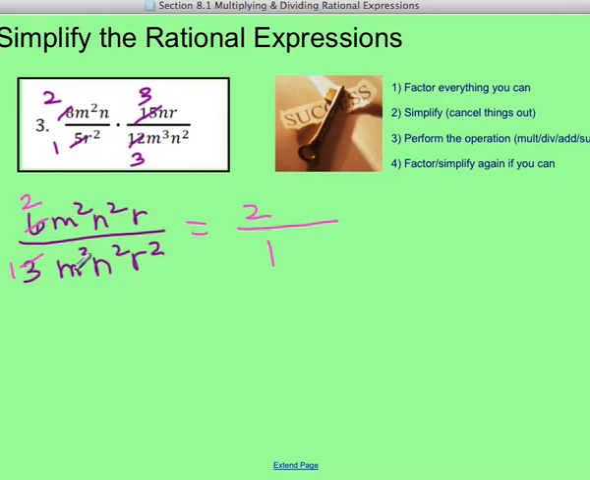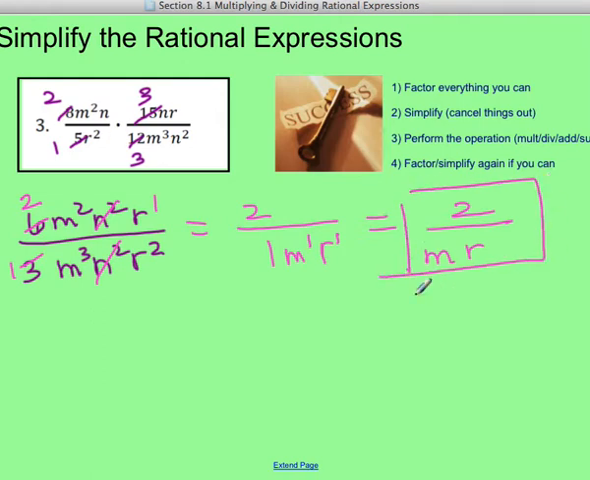M squared, m to the third. So I bring the smaller to the larger. So I'm bringing this one down. So it'd be 3 minus 2, which is 1. So I have m to the first. Now my n's, they're both n squared, so they cancel out. And now my r's, this is r to the first, r to the second. I bring the smaller to the larger and subtract. So it's going to be in the denominator. 2 minus 1 is 1. So let's simplify this. It's going to be 2 over m r.